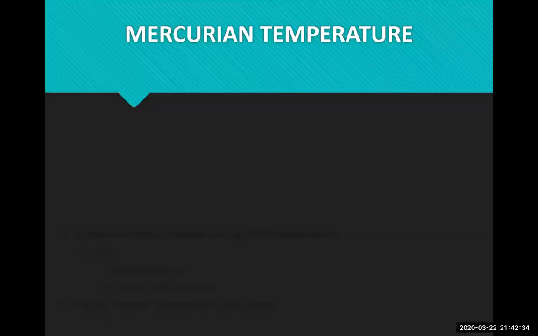So in terms of Mercury's temperature, well, the way that we can understand this is if you think about, for example, an oven. Where is the hottest part of the oven? Well, inside the oven itself.